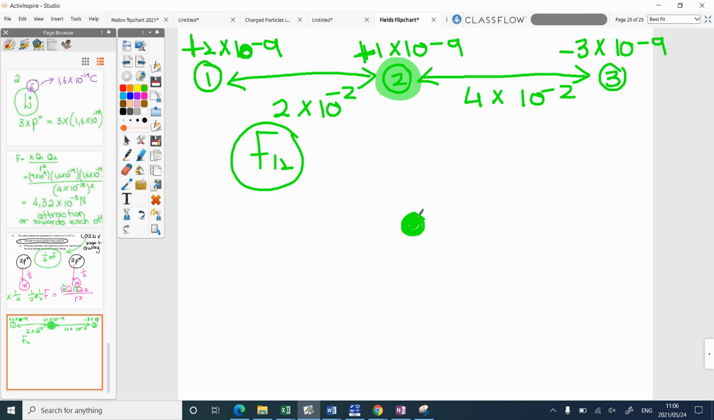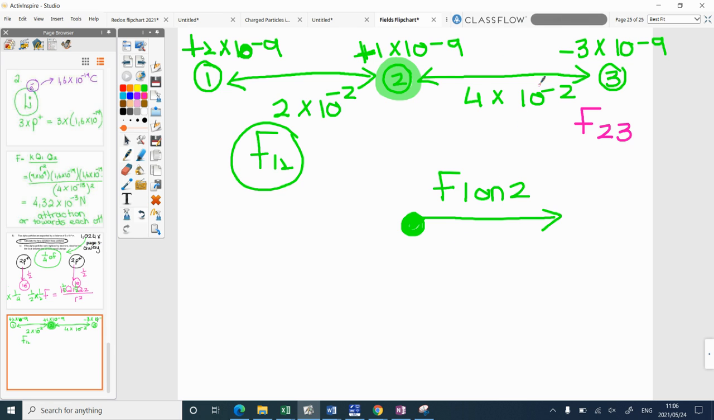Okay, so you're all agreeing it's to the right. So F1 on 2 will be pulling it this way. But then we've got another force acting on 2 because there's also a force between 2 and 3. So again, I would say that's F2,3. You can call it what you want really, but just say what you're calling it.